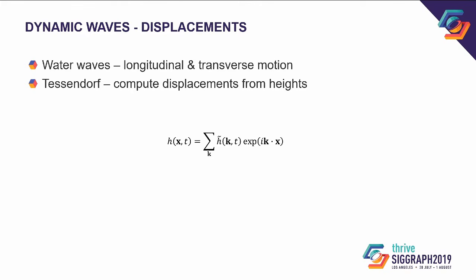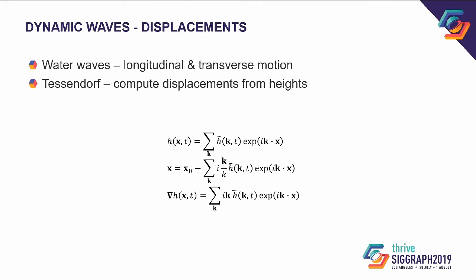K is the wave vector, it gives the wave direction, and its magnitude is inversely proportional to the wavelength. The key step we're interested in is how displacements are generated from such a height field. Tessendorf gives a second formula for offsetting the surface point x horizontally. It has the Fourier weights and the complex exponential, but adds a few terms to the front compared to the expression for the heights. Here I add a third formula, the spatial derivative of the height, using the grad operator.